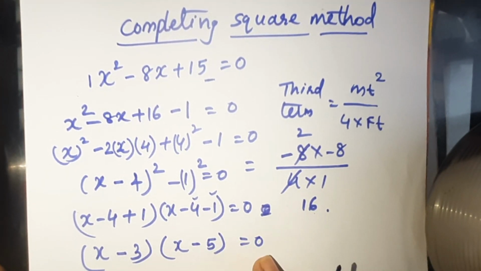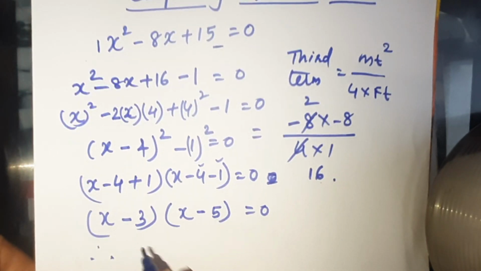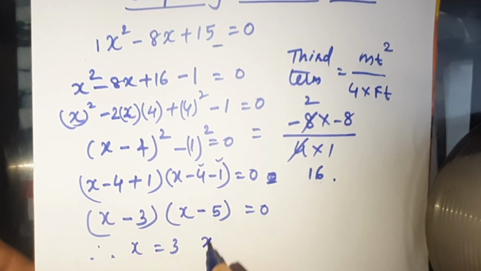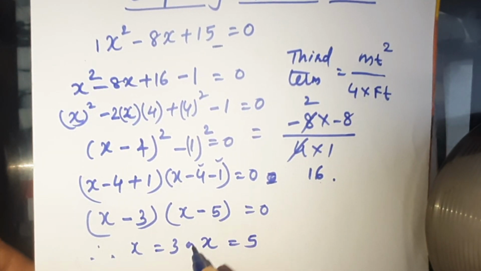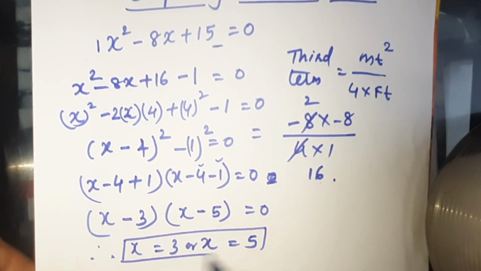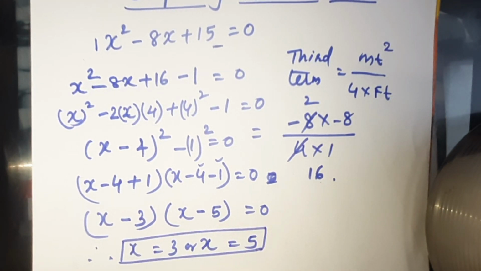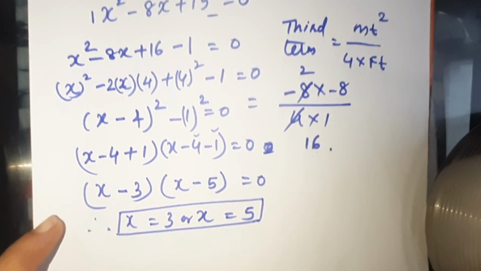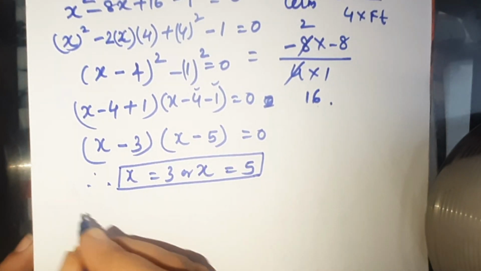Therefore we'll compare both the terms with 0. Thus x is 3 or x is 5. So this is our final solution. So if you don't know middle term factorization, then also by this method you can easily find the factors. Let's start with one more question.